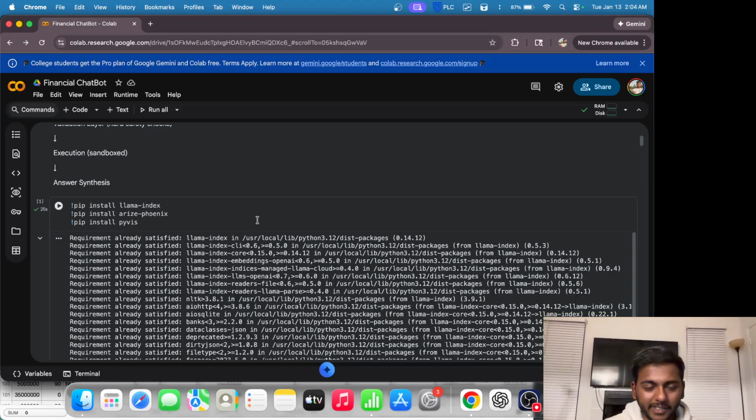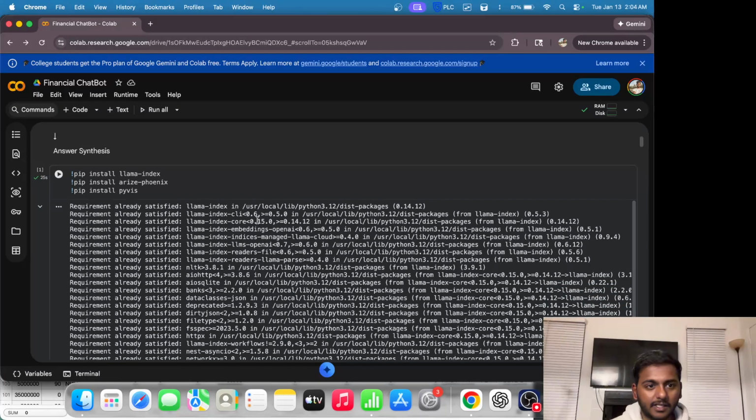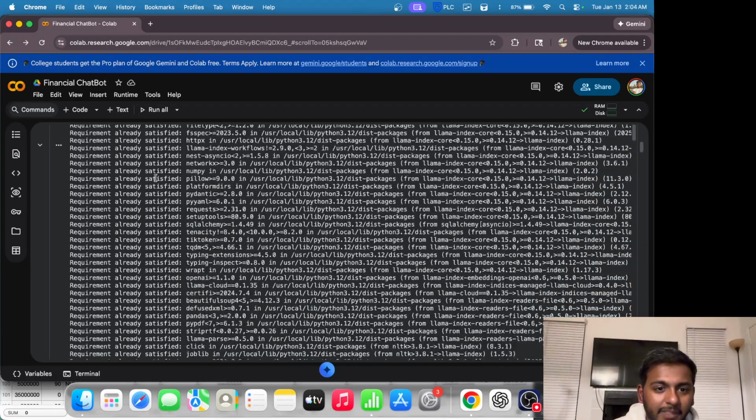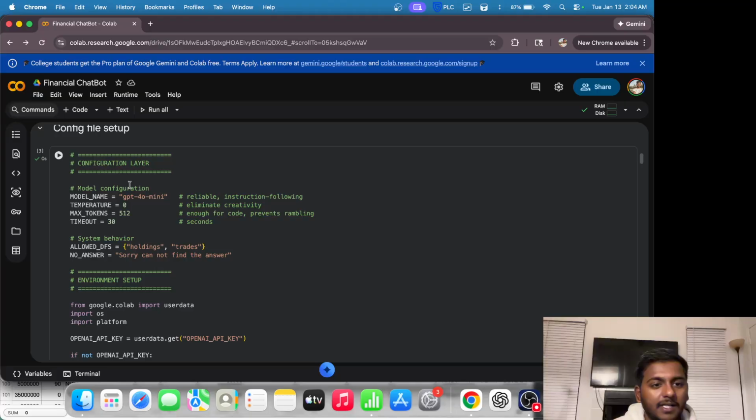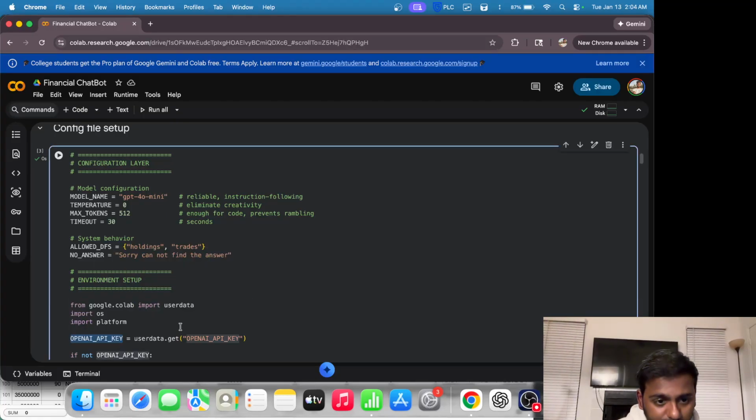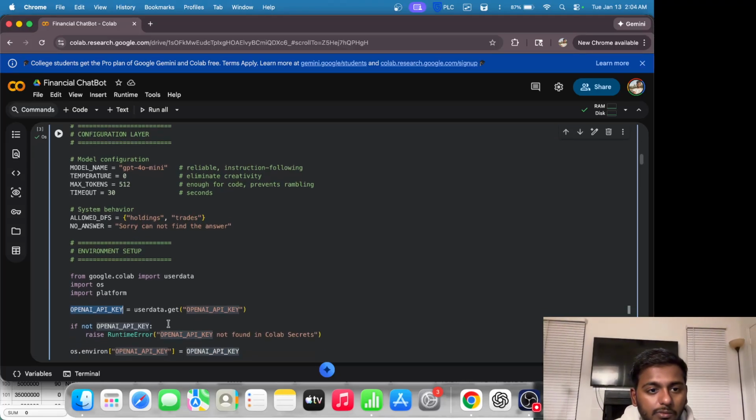We'll start with the data and things. So these are some packages and dependencies which I had to install here. This is the configuration setup for this project. I went with GPT-4o mini. You have to update your OpenAI API key and add it as a secret environment variable on your Google Colab to make this work.